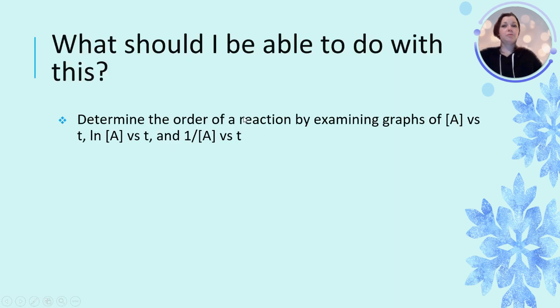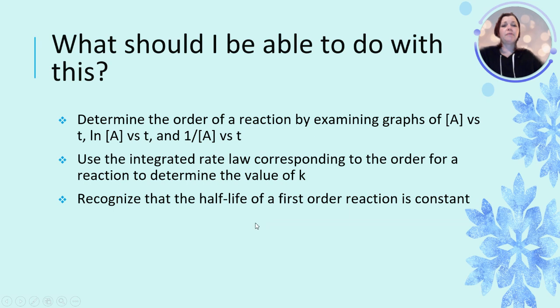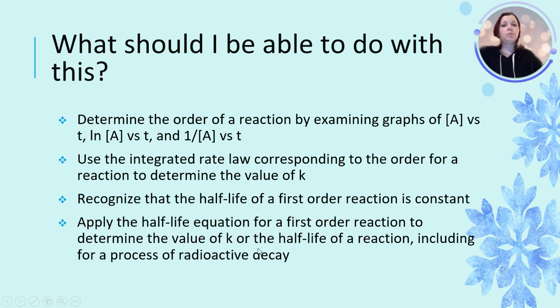Okay, so what should I be able to do with this? Well, you should be able to determine the order of a reaction by examining the graphs of concentration of A versus time, or natural log of A, or 1 over A. And then again, that justification is that full sentence. This is blank order because the graph of A, natural log of A, or 1 over A versus time shows a straight line. You should use the integrated rate law corresponding to the order of a reaction to determine the value of K. You should recognize that the half-life of a first order reaction is constant. And you should be able to apply the half-life equation for a first order reaction to determine the value of K, or to determine the half-life of the reaction, including the process of radioactive decay.